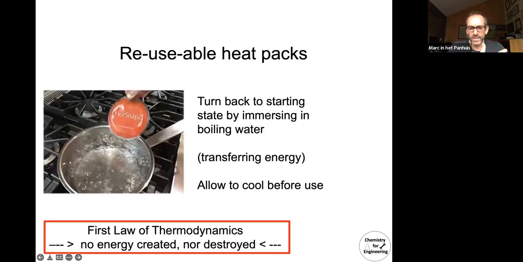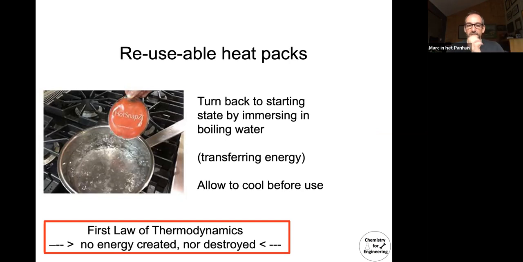You can actually reuse them by sticking this sturdy material in boiling water. So what you're doing there is you're putting energy back into it. Energy is being absorbed by the system. Once you've turned it back into the liquid, you need to allow it to cool, obviously, otherwise it's not going to be a hot pack. And then you can reuse this again.